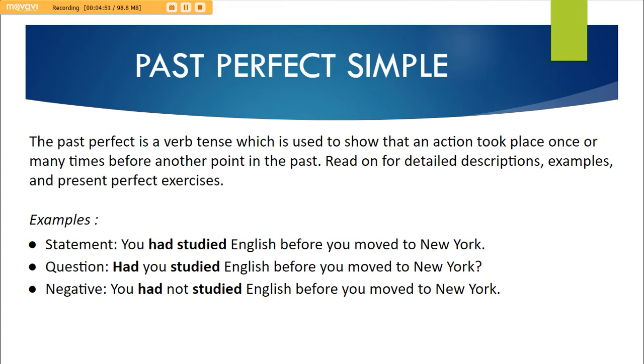The first one is your statement. You had studied English before you moved to New York. The question would be, had you studied English before you moved to New York? And the negative connotation would be, you had not studied English before you moved to New York. Now let's move on to some examples as suggested.